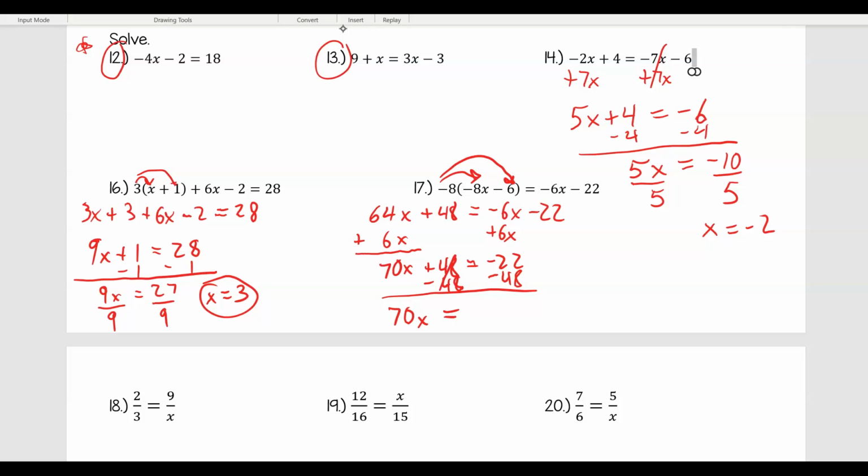We got rid of the 48. Negative 22 minus 48 is negative 70. So this divides nice and evenly. Divide both sides by 70. So x equals negative 1. All right. Try these two on your own and let's see how we do.